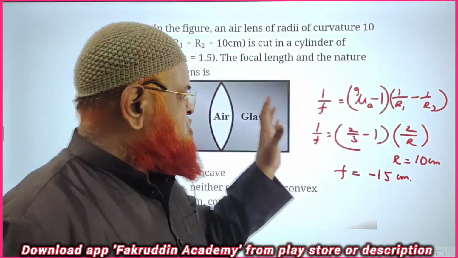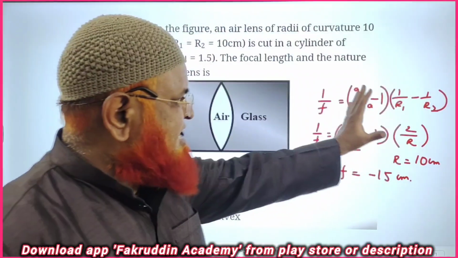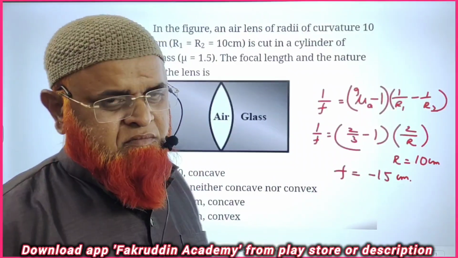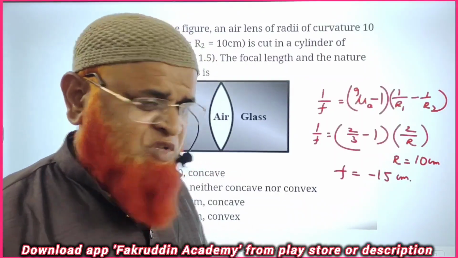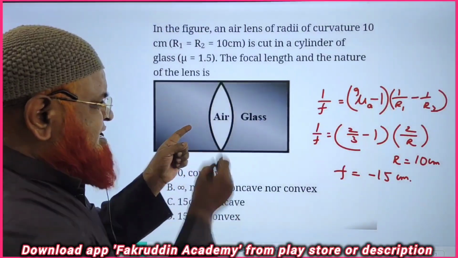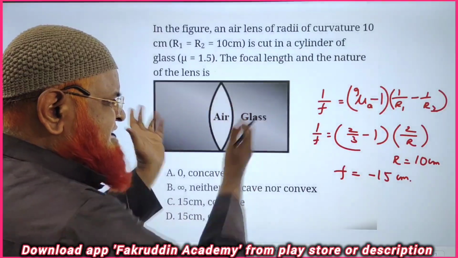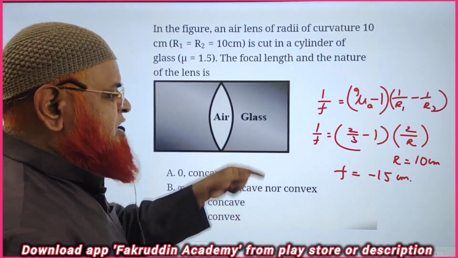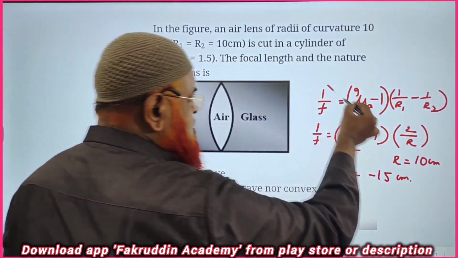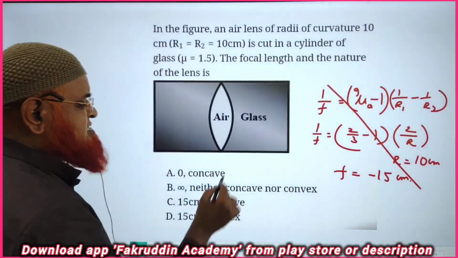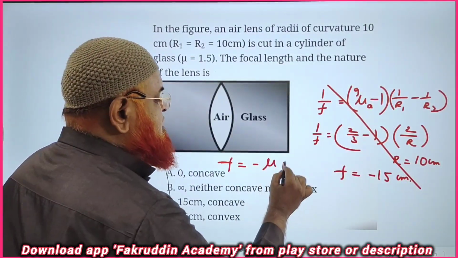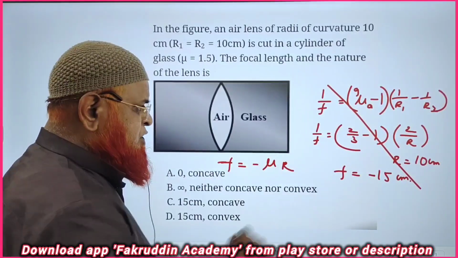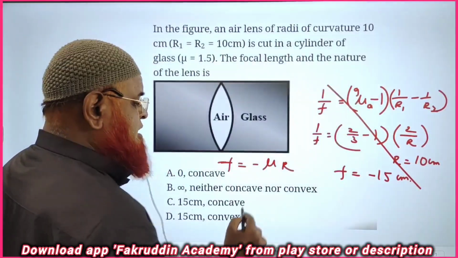My dear students, you can use this lens maker's formula and solve the problem. But there is one more formula which is called lens breaker's formula, which is discovered by me. Here there is air and on either side there is glass. How can you find out the focal length without using lens maker's formula? A simple formula is we can use focal length is equal to minus mu into R. Okay, you can bypass lens maker's formula.